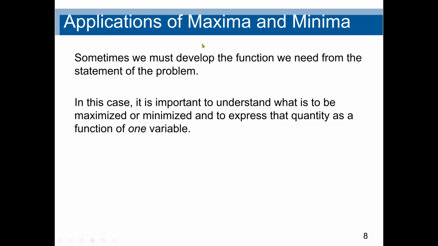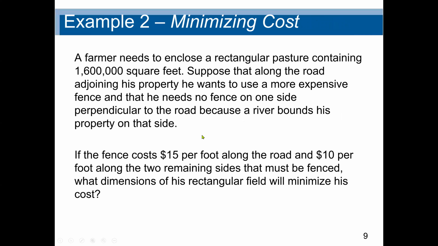Here we look at the application of maximum and minimum. Sometimes we must develop the function we need from the statement of the problem, which will be our next example. In this case, it's important to understand what is to be maximized or minimized, and to express that quantity as a function of one variable. In our previous example, example 1, the function was given to us, so it was straightforward.